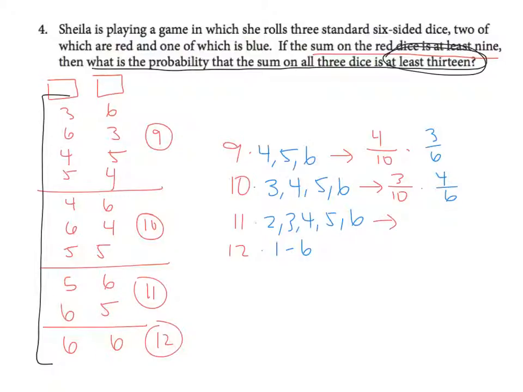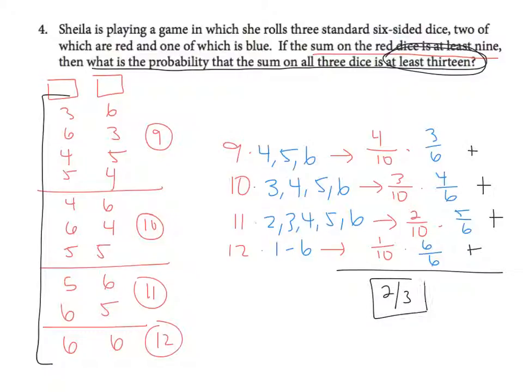The probability of getting an 11 is 2 out of 10. And then the probability of a 2 through a 6 is 5 out of 6. The probability of a 12 is 1 out of 10. And then it doesn't matter what I get on the blue die. It could be any of the 6 numbers, so that's 6 out of 6. Now I want to multiply these pairs together and then add all of them. If I do that, I have 2/3. So the probability of getting a sum of at least 13 is 2/3.